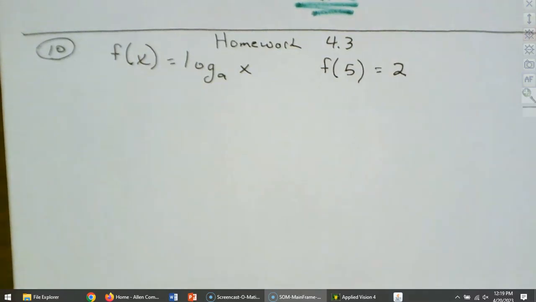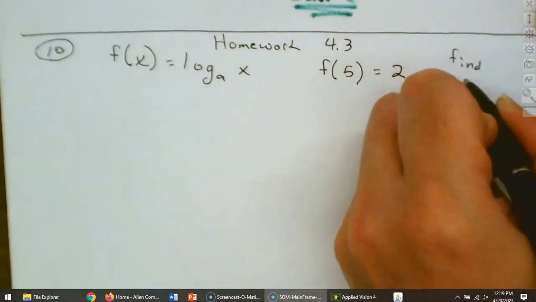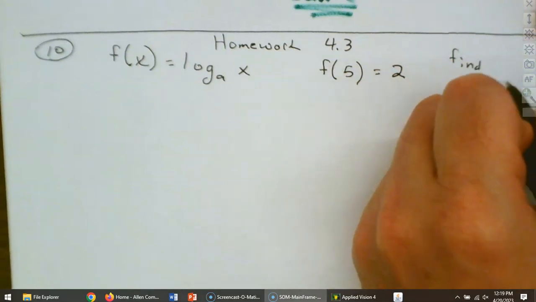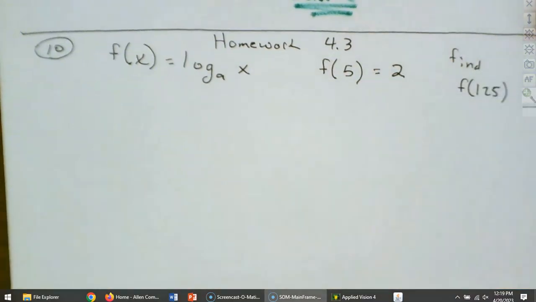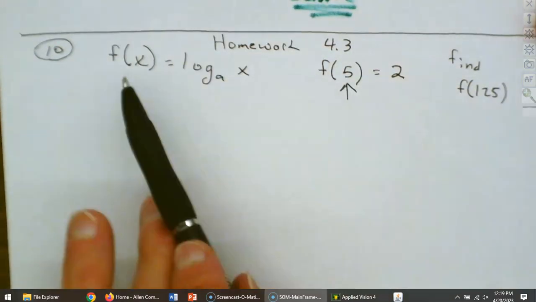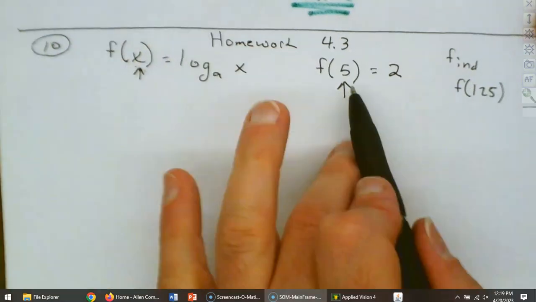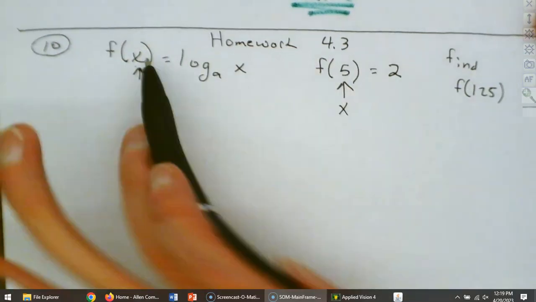All I need to do is plug the numbers in, find the missing part, and then we'll find f of 125. So we want to find, at the end, f of 125. Let's think about what we know. What does this 5 represent? That goes with that x. So this is your x, right?